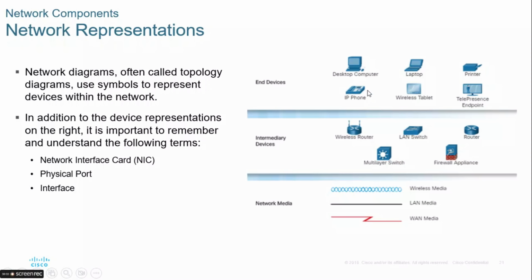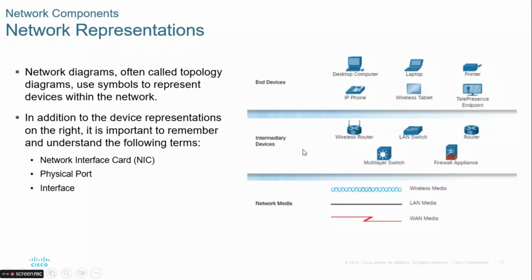An IP phone means VoIP, and it works over PoE, power over Ethernet. There is no dedicated adapter for power, but it is powered through the normal UTP cable. So data with the voice is on one single channel. We've got a wireless tablet, then we've got a telepresence endpoint. So these are the symbols. If you have ever used Cisco Packet Tracer, you are familiar with this, and I'm going to show you some of these symbols in my coming labs.